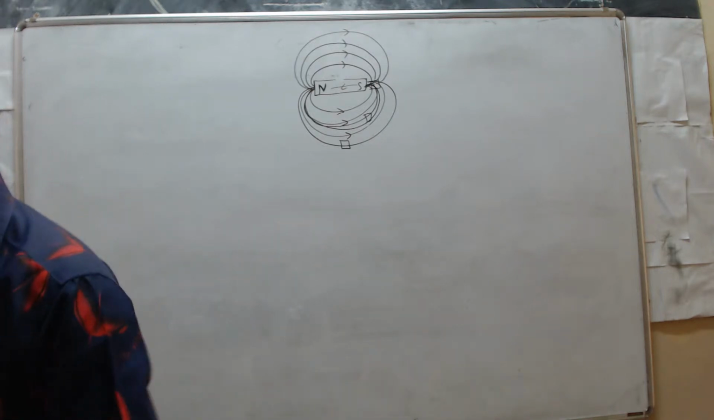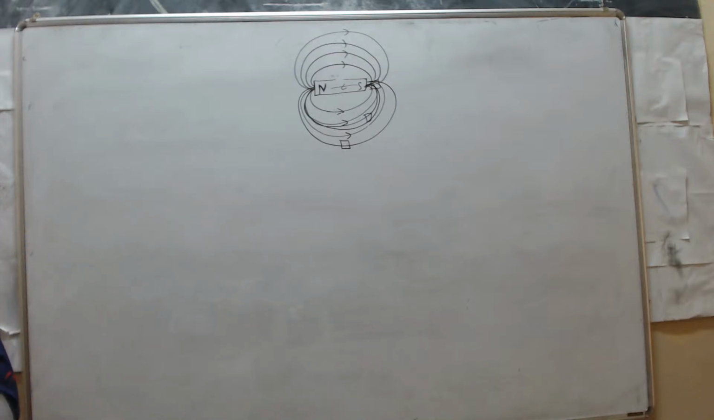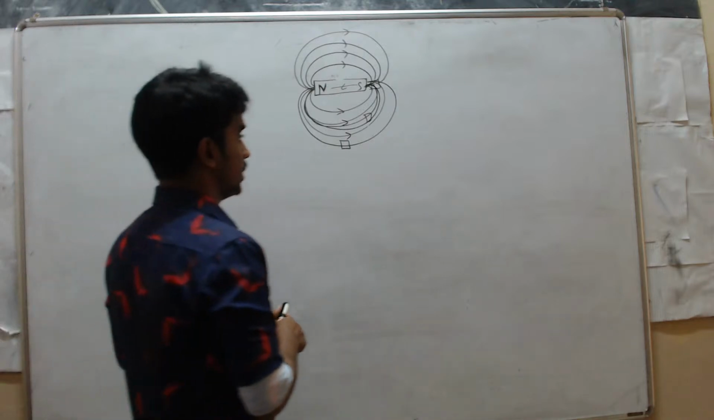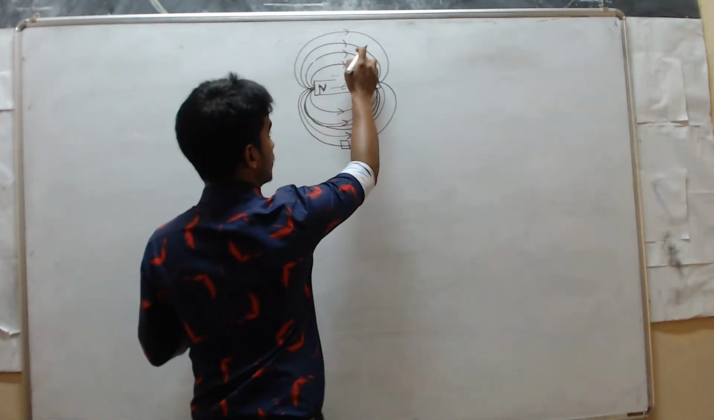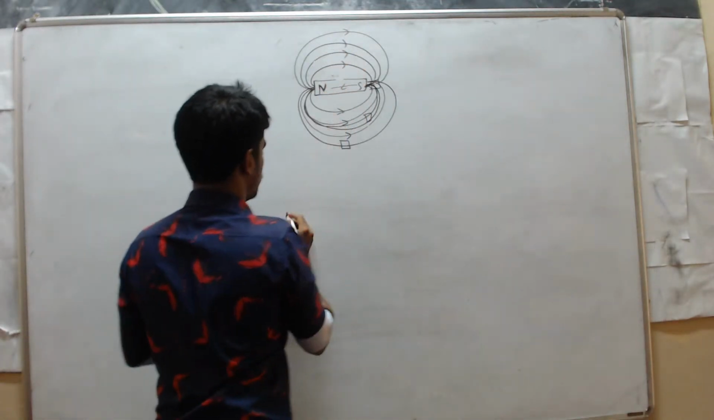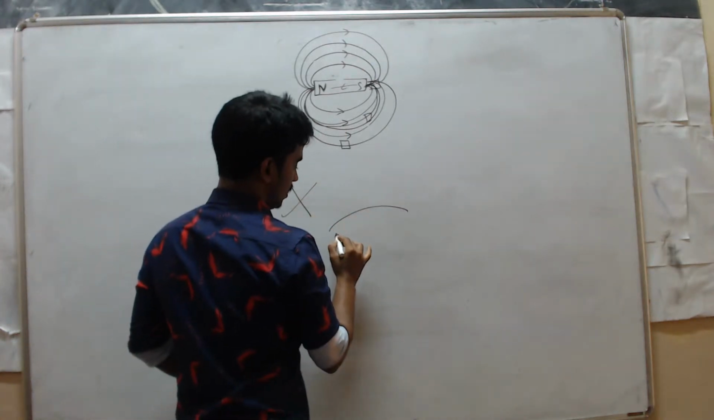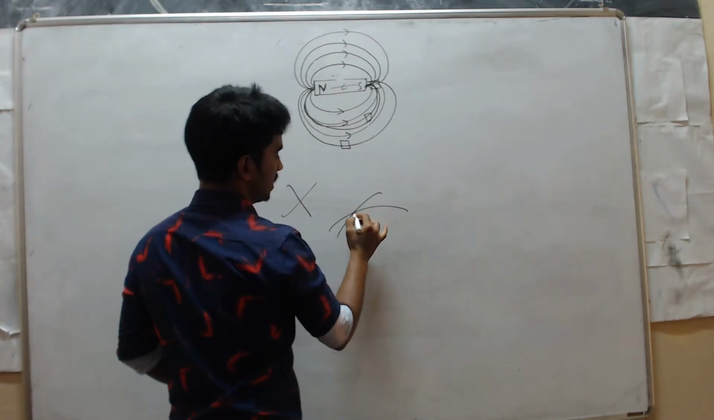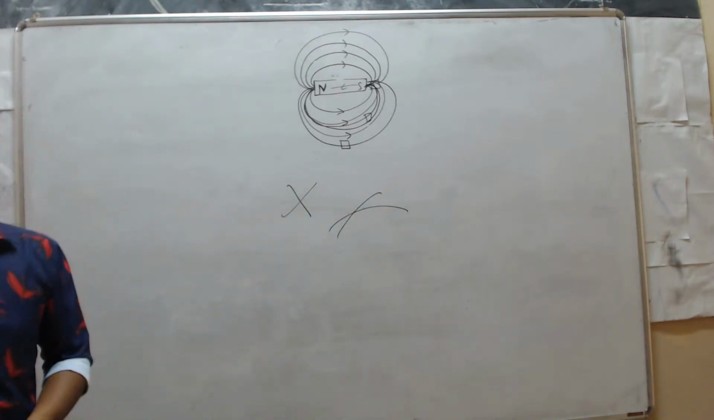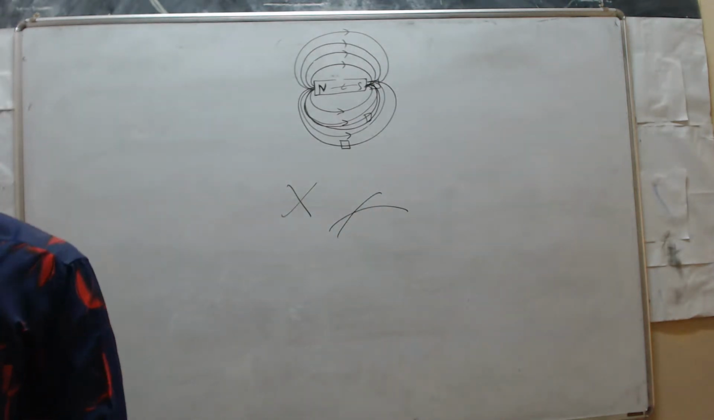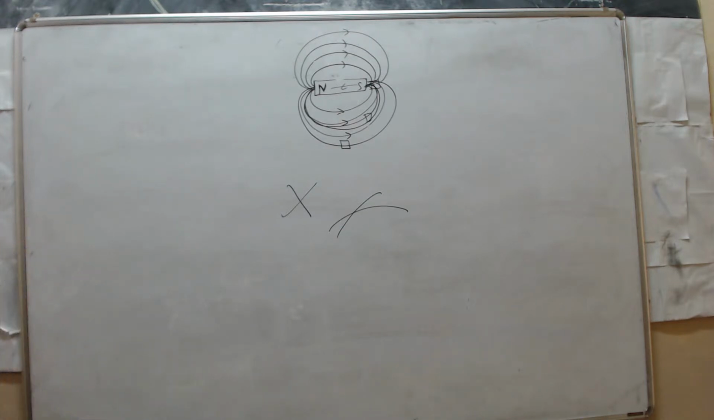Okay. Next, third one, magnetic field lines do not intersect each other, and this is also very, very important. Okay, they do not intersect. Intersect means there is no intersection like this. If you take one line, the magnetic field lines won't intersect like this. So what is the next property? Magnetic field lines do not intersect each other.